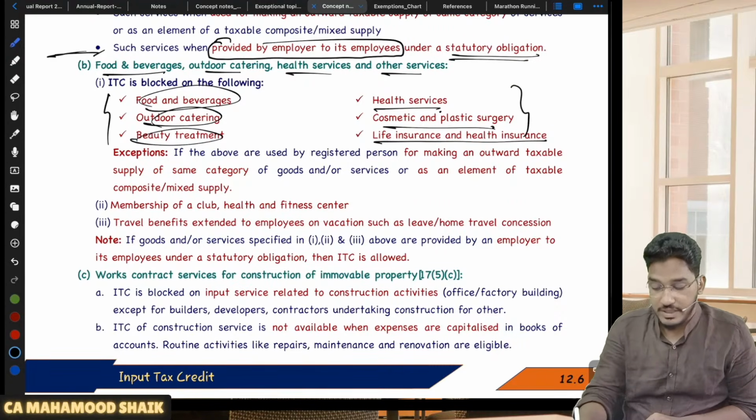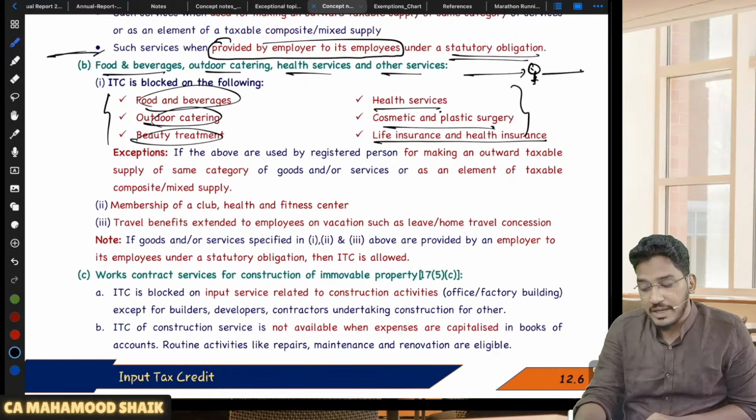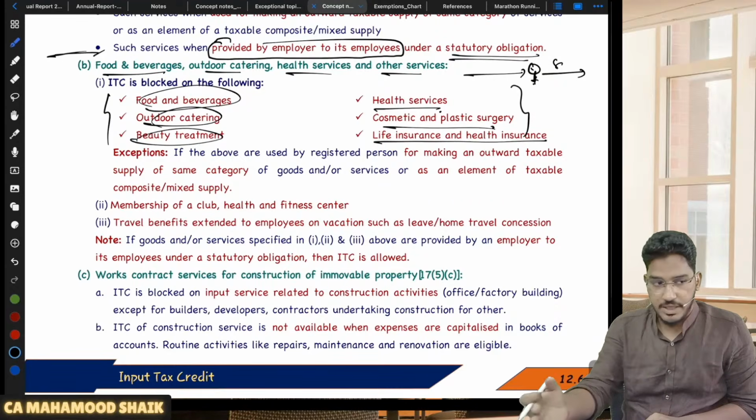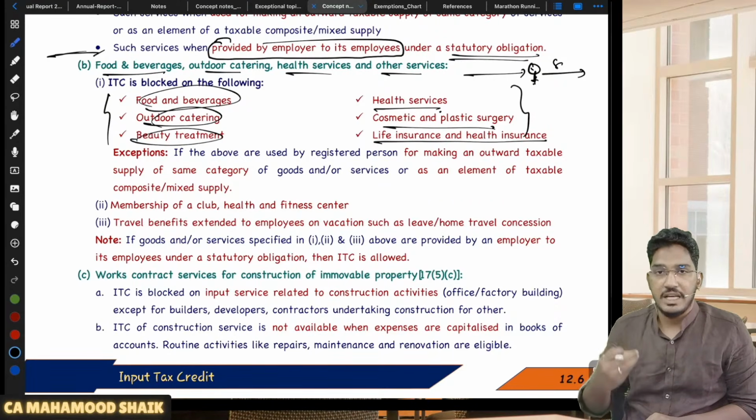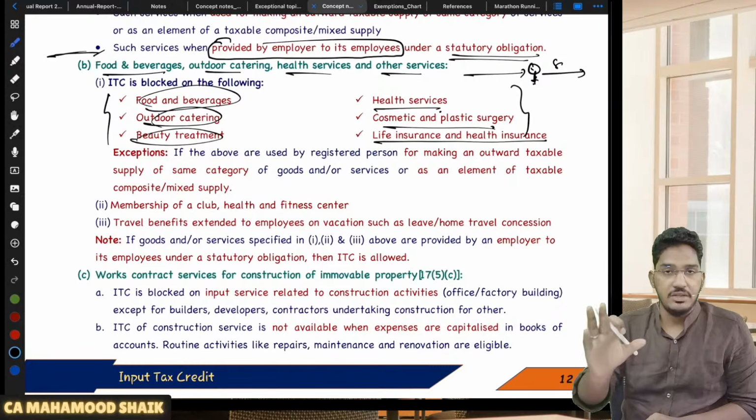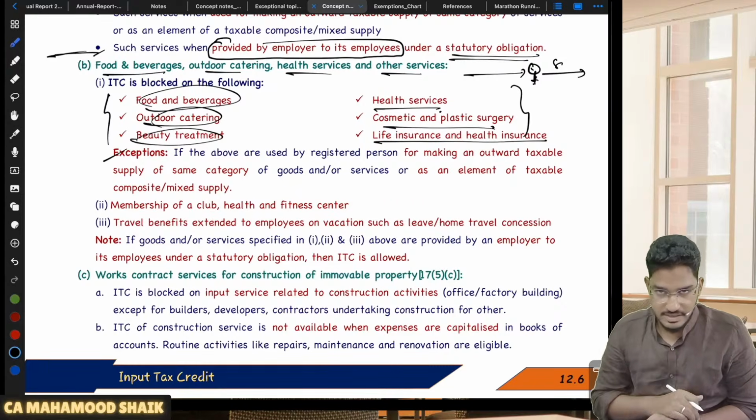However, here also they have given one exception. If you are a person receiving any of these goods or services, and if you are engaged in making the same kind of outward supply, or if you are going to use it as one of the elements of a composite or mixed supply, then you can enjoy input tax credit. That is this exception.